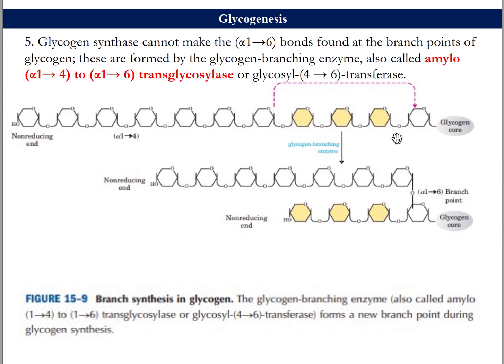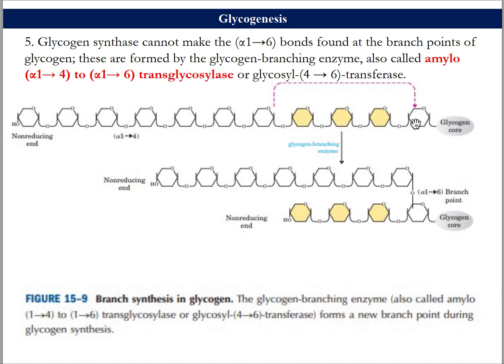And what about the branching point? Glycogen synthase cannot make the alpha 1,6 bond at the branch point of glycogen. So these are formed by the glycogen branching enzyme, called amylo alpha 1,4 to alpha 1,6 transglycosylase, or glycosyl 4 to 6 transferase.